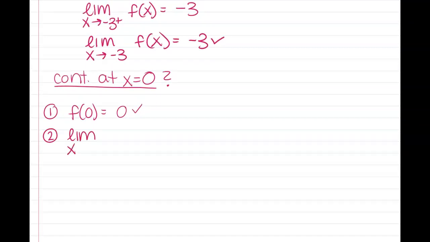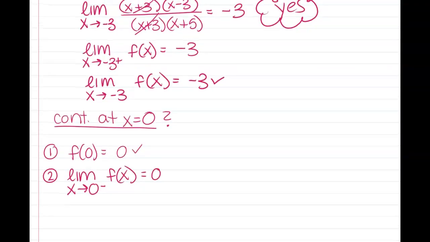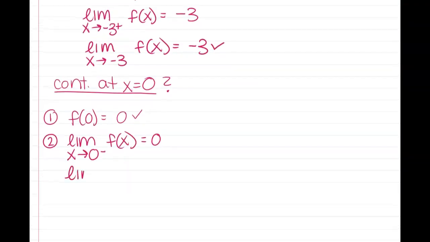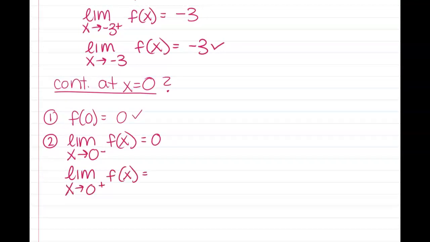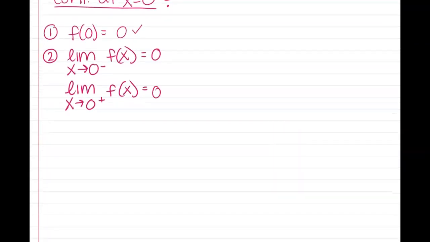The limit as x approaches 0 from the left of f of x: from the left is less than 0 right next to it, so it'll be right here. The cube root of 9 times 0, cube root of 0, is just 0. The limit as x approaches 0 from the right will be when x is greater than or equal to 0. 0 squared over 9, 0 over 9, is just 0. So the limit as x approaches 0 of f of x is 0.